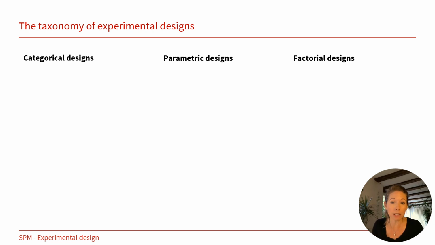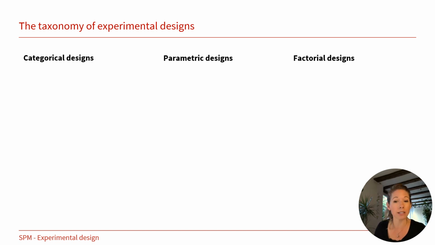However, it is convenient to differentiate between those versions in terms of the experimental design. And this is also going to be the outline of my talk, where we first talk about the categorical designs, then about the parametric designs and the factorial designs at the very end. I want to give you a very first overview here.